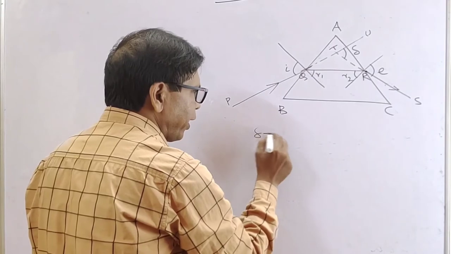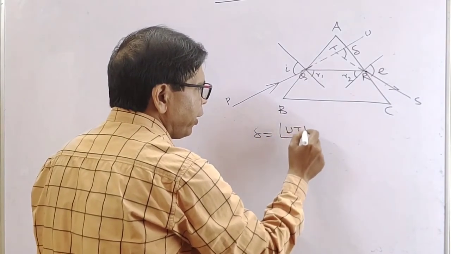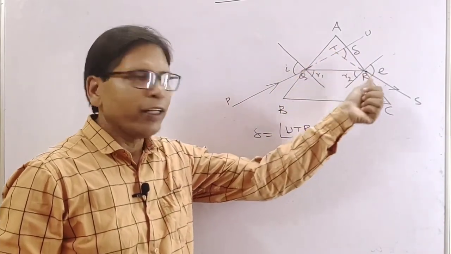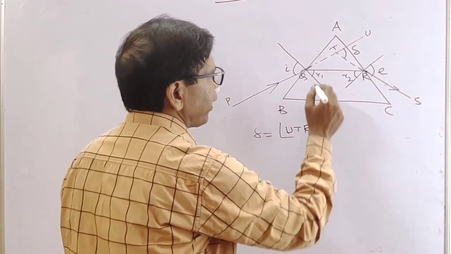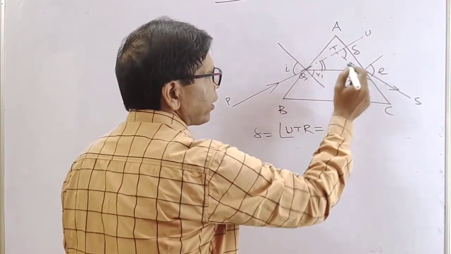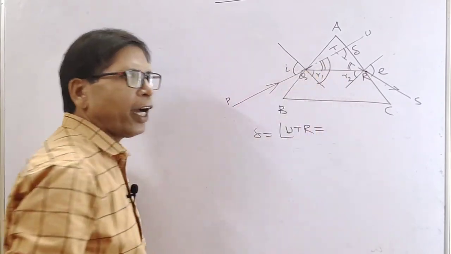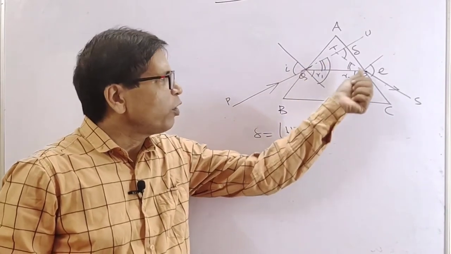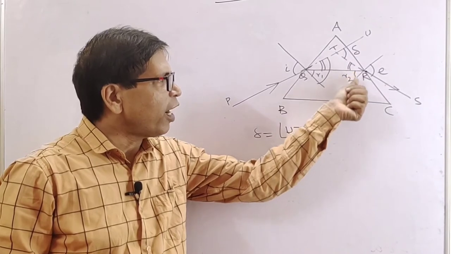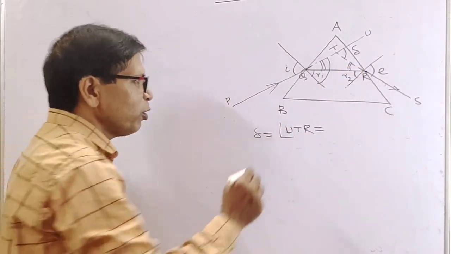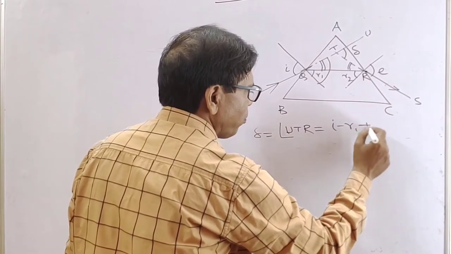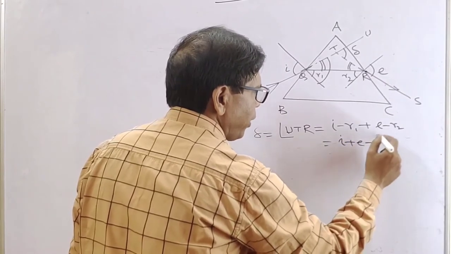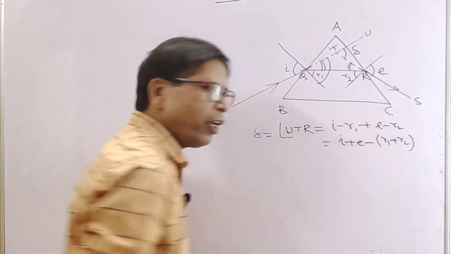The deviation delta equal to angle UTR is the exterior angle of triangle TQR, equal to the sum of opposite angles, that is this angle plus this angle. Now the total angle is I, this angle is R1, so this is I minus R1. Total angle is E, this is R2, so this is E minus R2. So this is I minus R1 plus E minus R2. So this is I plus E minus R1 plus R2.